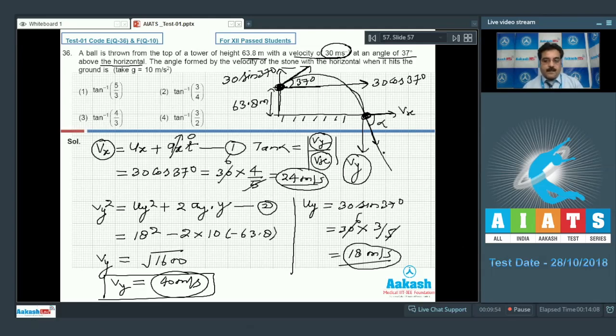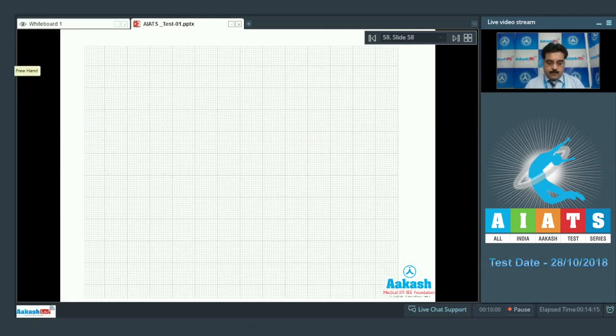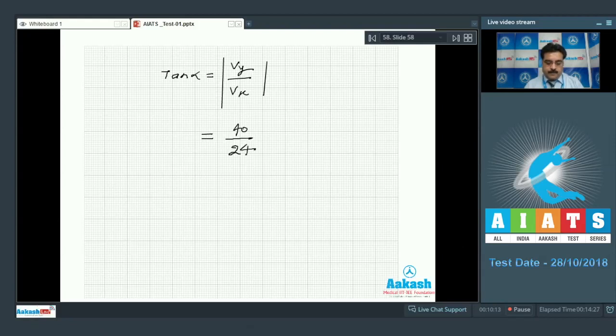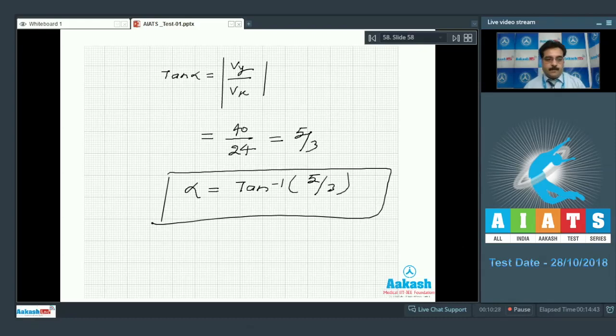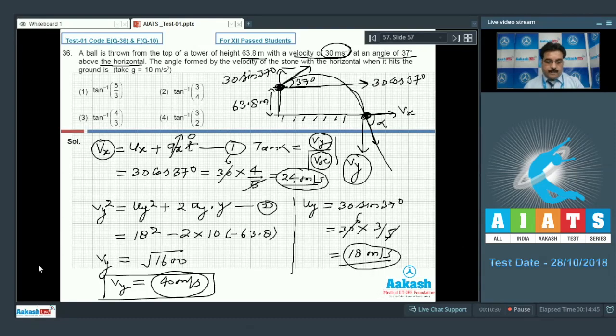For further calculation, we will use the next board. Now tan alpha is Vy by Vx. When you place the value of Vy, that is 40, and Vx, 24, on solving you will get 5 by 3. So alpha is equal to tan inverse 5 by 3. So this is the final value, and on that basis we can say option number 1 is the right choice.